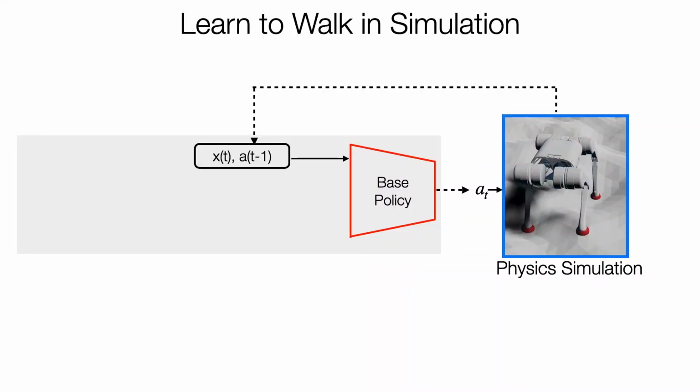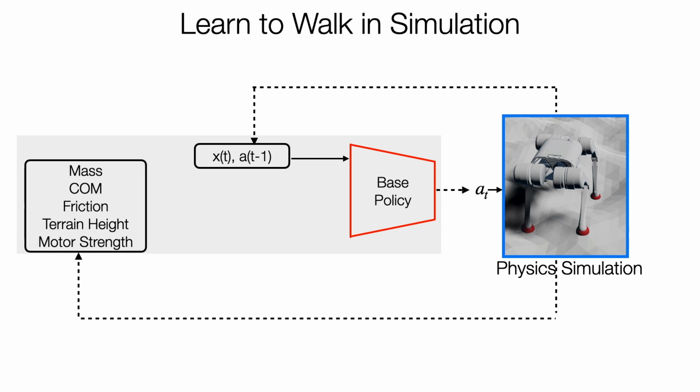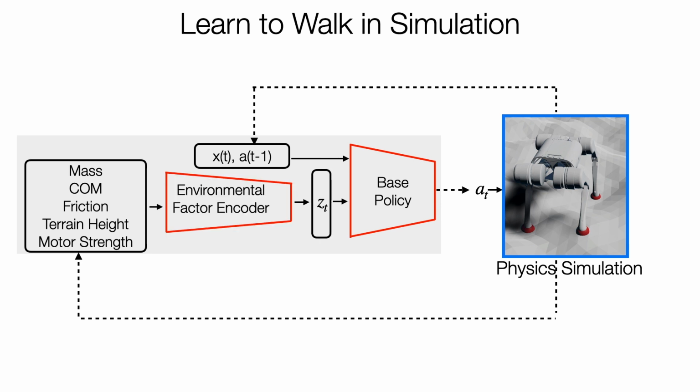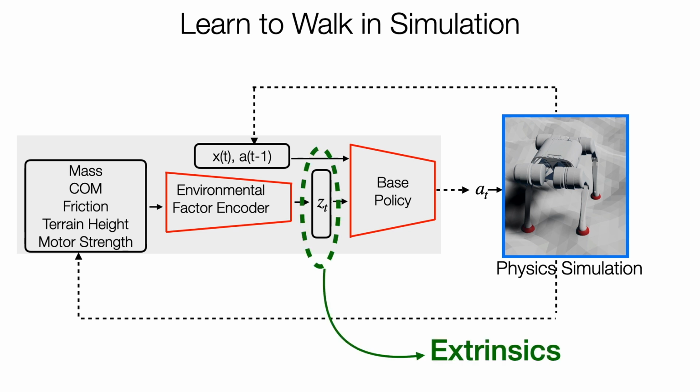Let's first solve the problem in simulation. We want to train a policy which can handle a diverse set of environment variations. This policy takes the current state of the robot and a compressed version of the ground truth environment parameters as input to the policy to learn to walk in all these different settings. We are not using a generic policy but an adaptive one, which knows what it's dealing with through this compressed environment vector, which we call the extrinsics or z sub t.